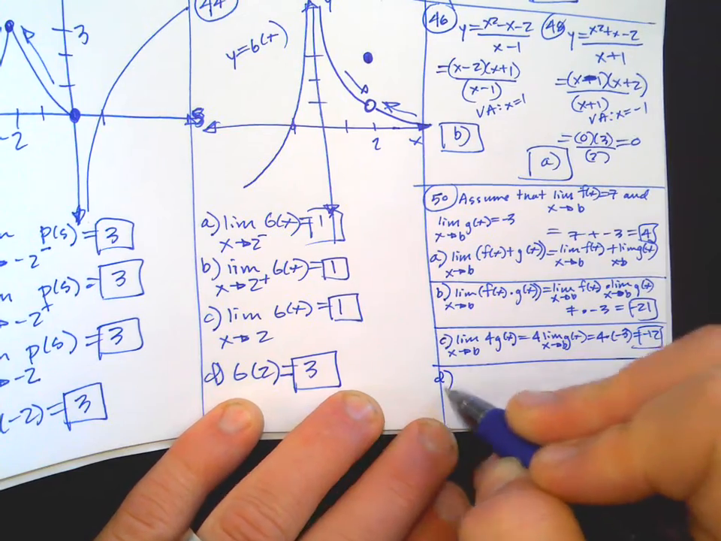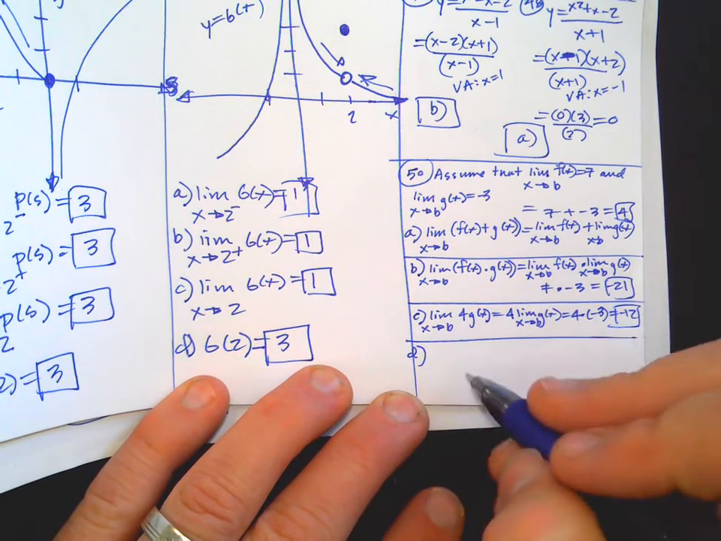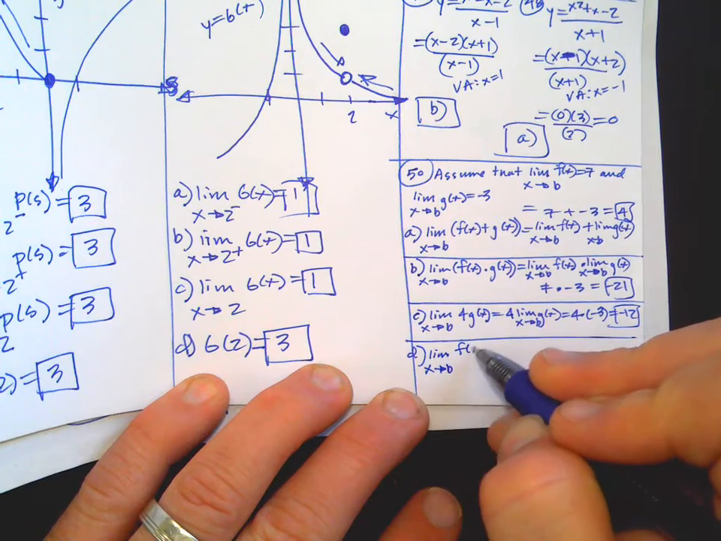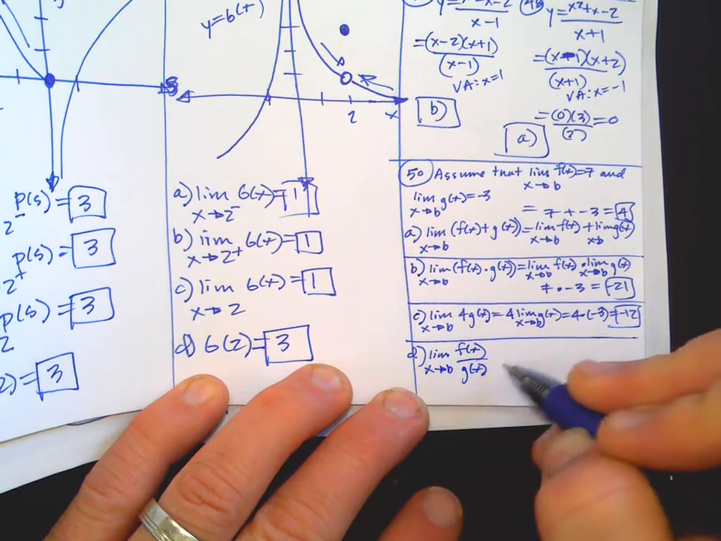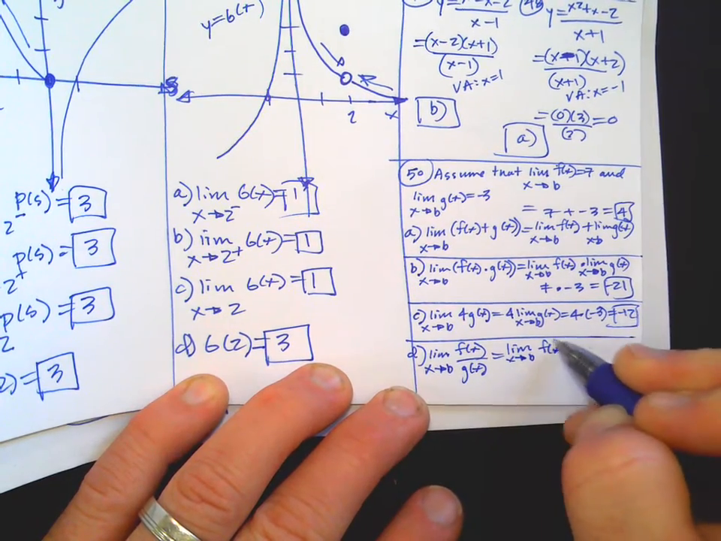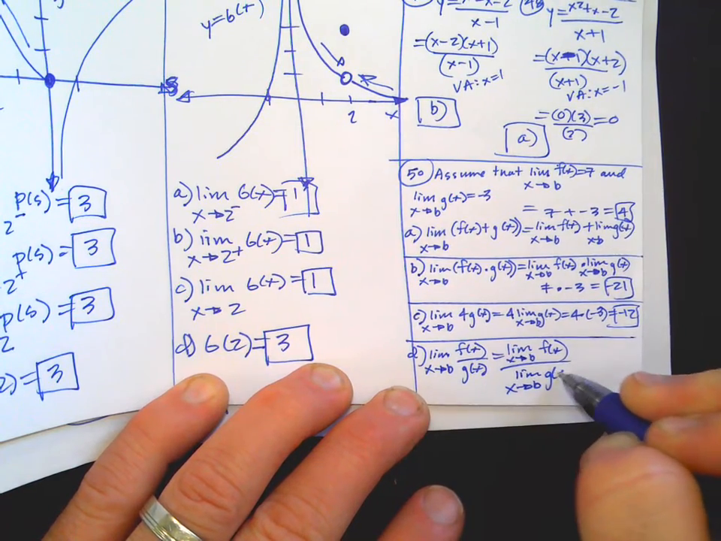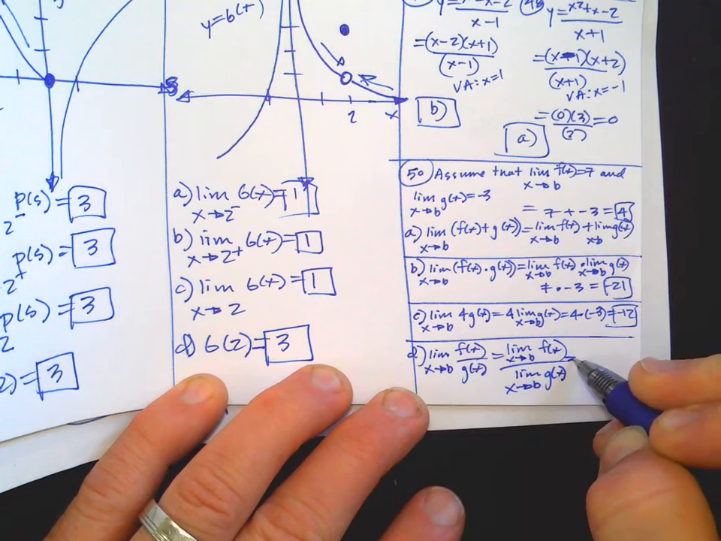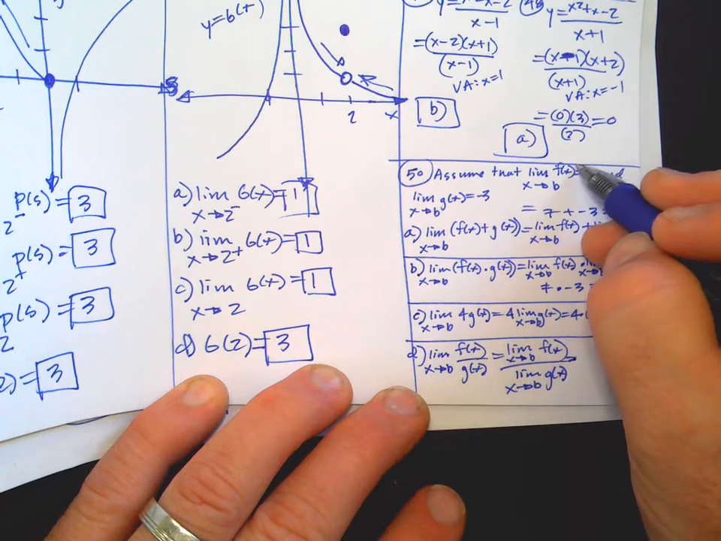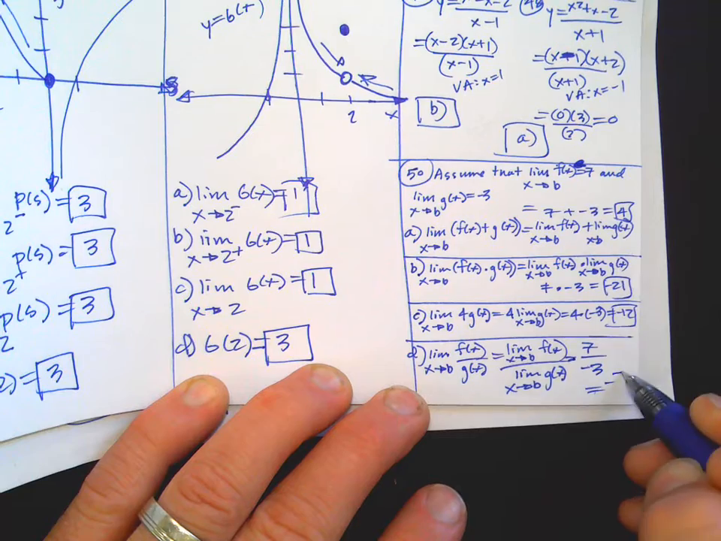And then D says the limit as x approaches b of f of x over g of x. Well, properties of limits say that you could take the limit as x approaches b of f of x separately, divided by the limit as x approaches b of g of x. And then if you plug these values in, that one's going to be positive 7 over negative 3. So I'd write the final answer as negative 7/3.